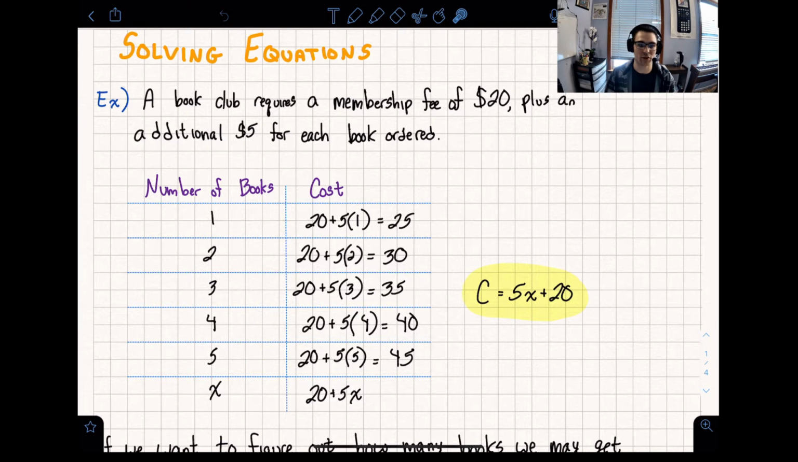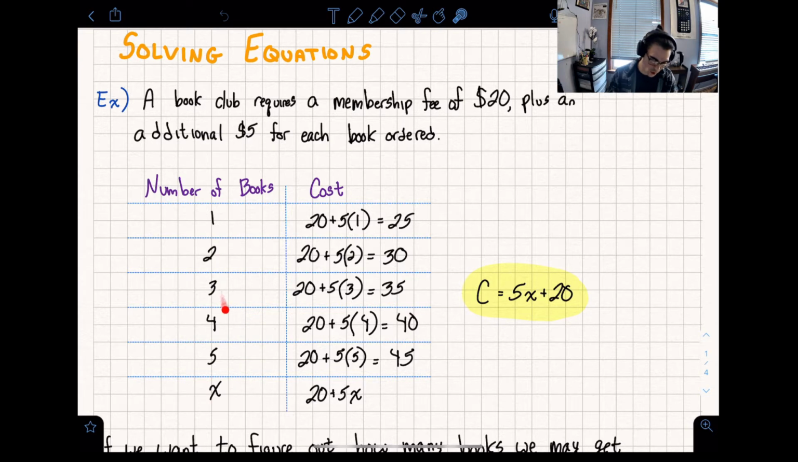We have enough information to give this an equation, and we're going to look at how much the total cost comes out to with each individual case. So when we have one book, we have the $20 plus the additional $5 for the number of books ordered, which is 1. So 20 plus 5 times our one book, 20 plus 5, $25. So if you join the book club and only read one book, it's going to cost you $20 to sign up for the club, plus that $5 for the one book, $25.